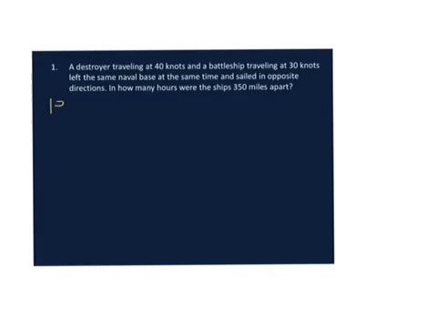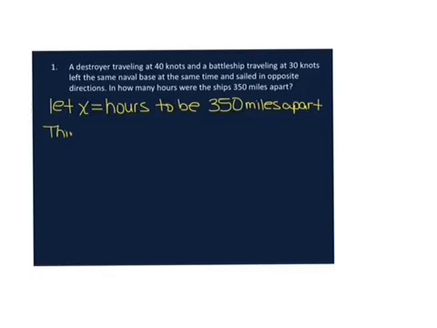So what we need is our let statement. Let x equal hours to be 350 miles apart. And then we need our chart, so we have our thing, which would be our destroyer, and our battleship.